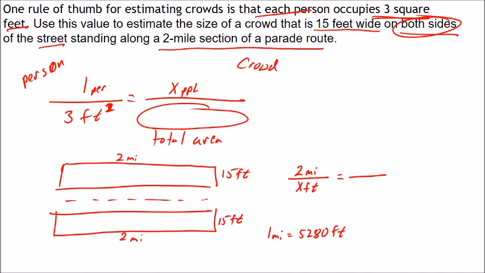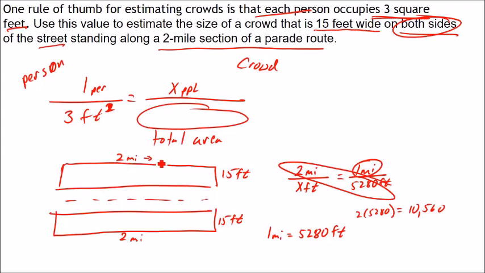When I plug in my information, I have 2 miles on top, so I want the 1 mile to go on top so that it's lined up. I have the feet on the bottom, so I want the 5,280 feet on the bottom. So again, everything's lined up. We're going to cross multiply and divide. So I'll have 2 times 5,280, and that gives us a total of 10,560. So instead of saying 2 miles up here, I can say this is also 10,560. Both the top and the bottom one were 2 miles, so both of them are the 10,560.